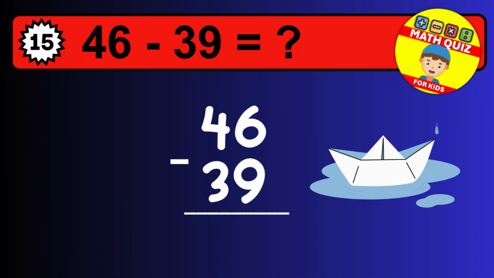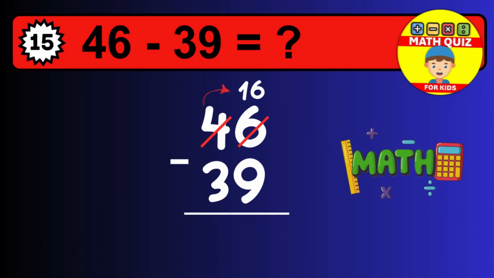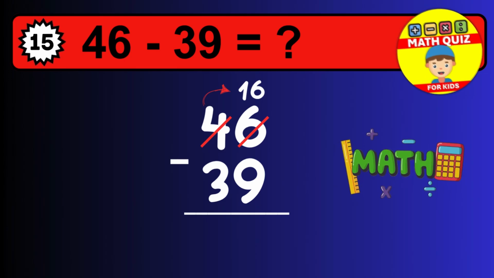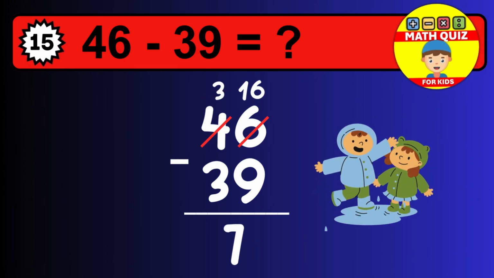Let's solve this step by step. We start with the units. 6 minus 9 is not possible, so we need to regroup. We take 1 10 from the tens column. Now we have 3 tens, and the units become 16.